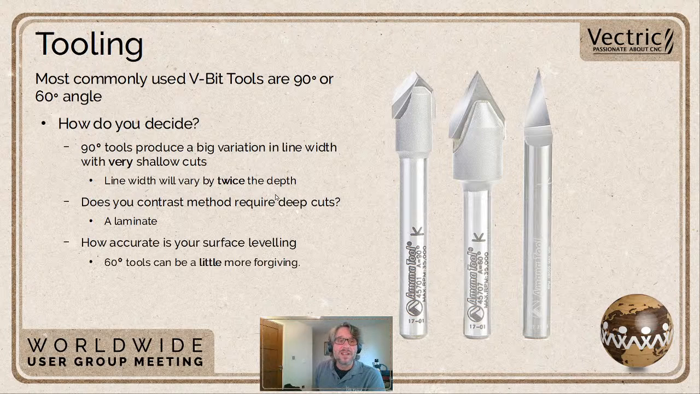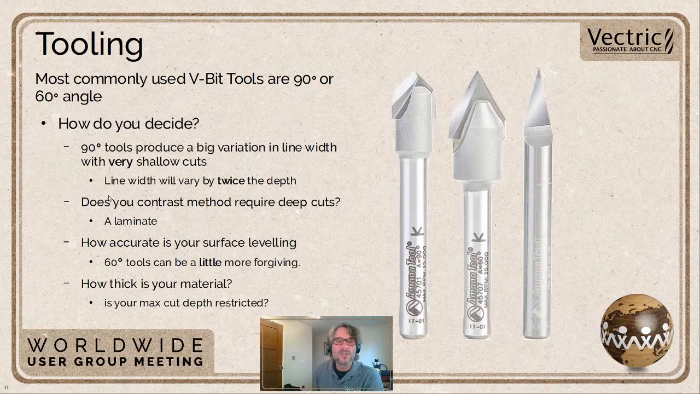How accurate is your surface leveling? Well, you know, basically, again, because of the magnification of your line width to depth problem, you'll probably find that 60-degree tools will be just that little bit more forgiving, because the line width variation with depth change will just be that little bit less obvious.